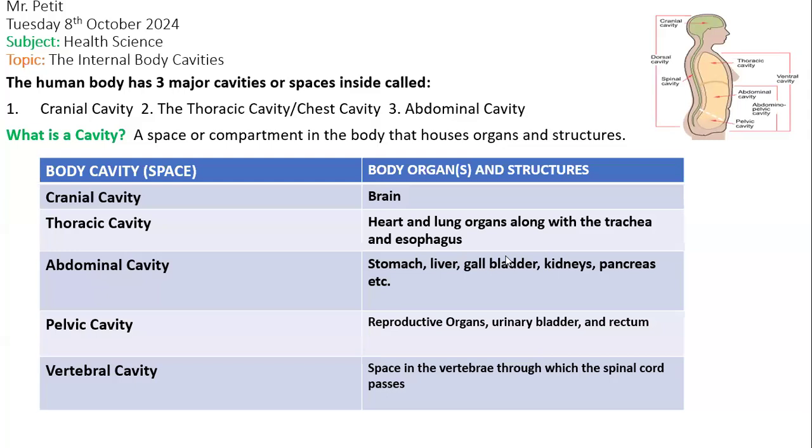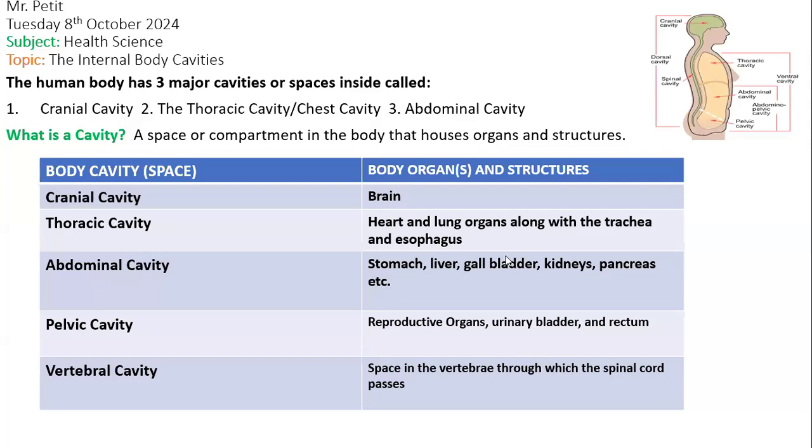Ricardo, where's Ricardo? Ricardo, are you writing this down? Ricardo, I could barely hear you. Pardon? I could barely hear you. Yes, sir. Are you writing this down?